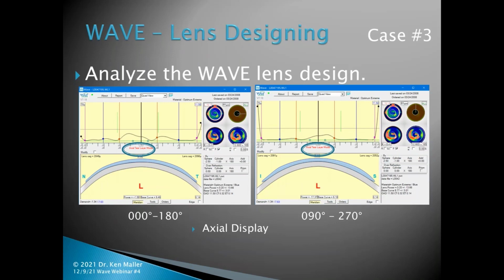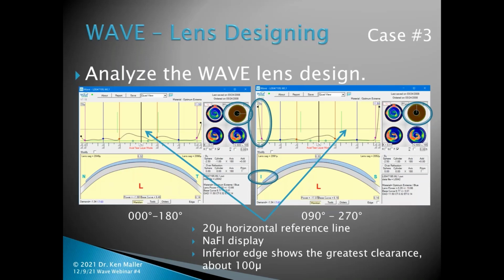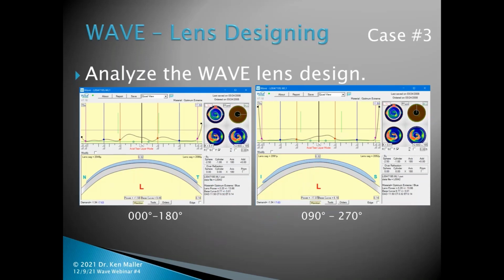Okay, so it is again an axial display. It's a freeform display, and we have a 70 micron display. So again, I can see the greatest detail near the corneal surface. Once again, though, you see at my 20 micron horizontal reference line, my black line is really not going above that at all. When we take a look at the sodium fluorescein, we have a very homogeneous looking lens-corneal relationship. The inferior edge shows about the greatest amount of clearance, 100 microns, but it really is at the very, very edge of the lens. You actually have to look very close to see that.